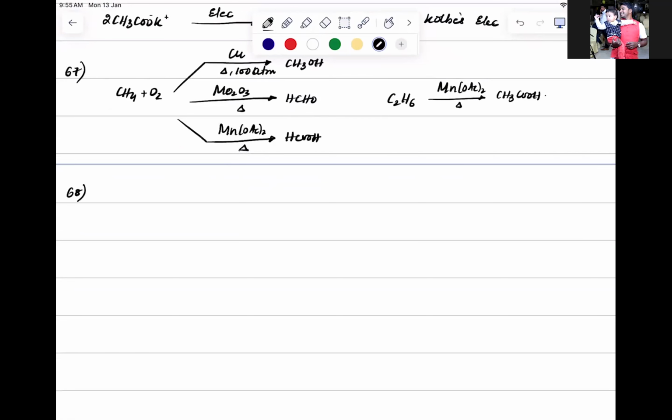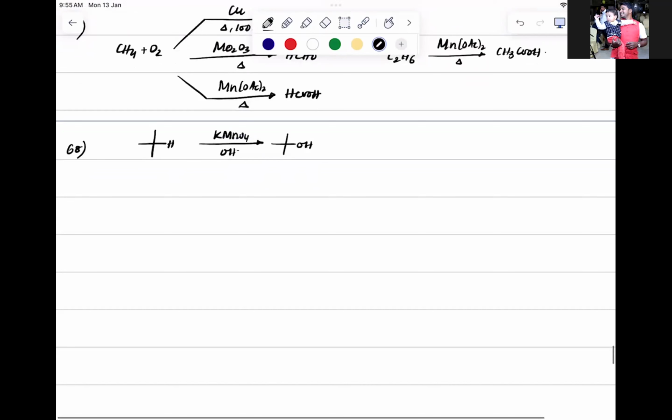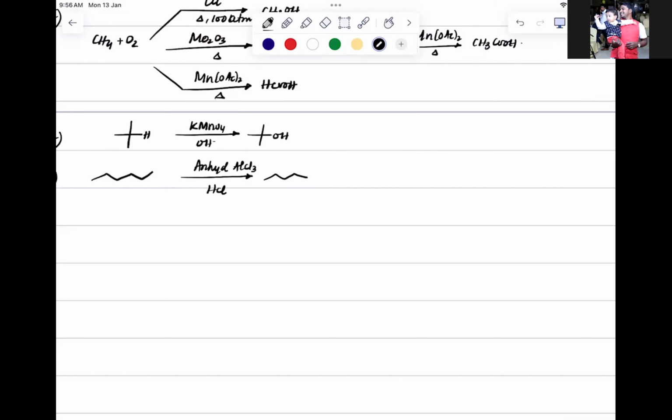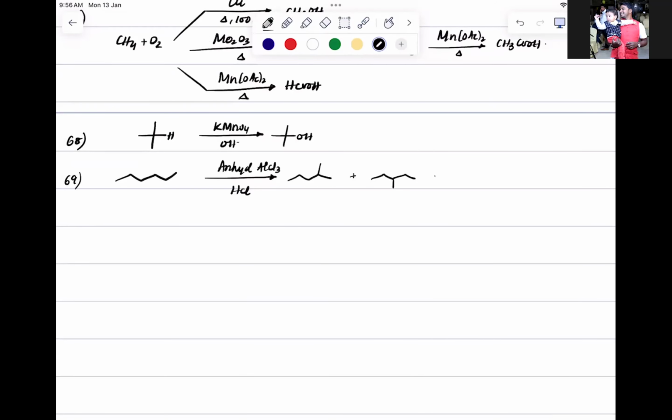Next, 68. If we have tert-butane and then we react with KMnO4, OH-, this is the only reaction where an alkane reacts to form this product. Next, if you have anhydrous AlCl3 in concentrated HCl, then you will see two products will be formed, this kind of products. This is the isomerization reaction of alkanes. Isomerization. Okay.